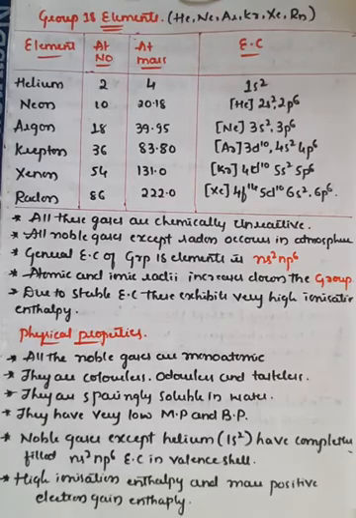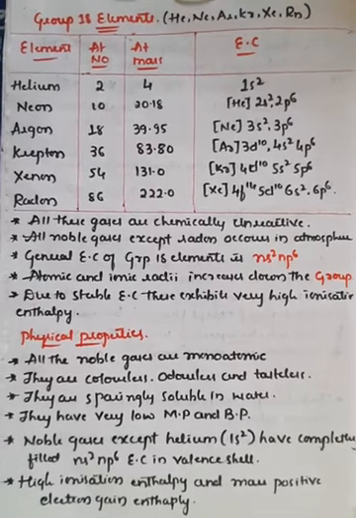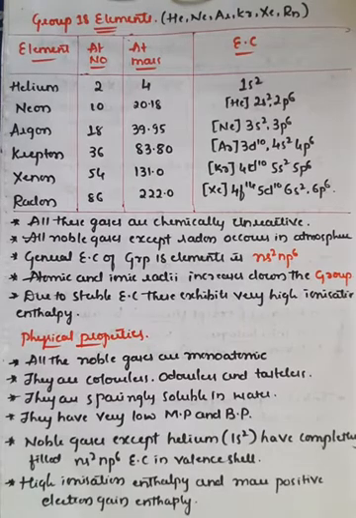Hello students, in the last class we have completed the overall study about the 17 group elements, and we have seen some of the important preparations, along with some of the uses as well as structures of the molecules. We also studied the oxo acids of halogens like chlorine.